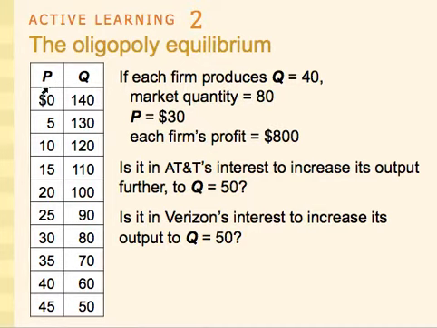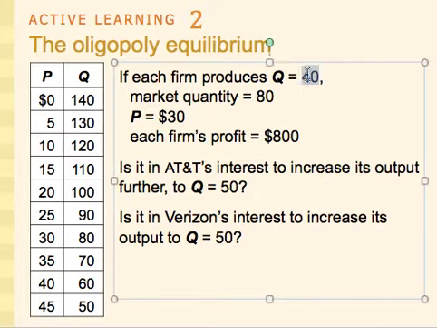Okay, so again, we have our demand schedule. Nothing's changed there. In the oligopoly equilibrium, if each firm produces a quantity of 40, we went through the reasoning as to why they might do that before, the market quantity equals 80 and the price equals 30. Each firm's profit then is $800. Okay, we showed you those calculations on the previous slides.